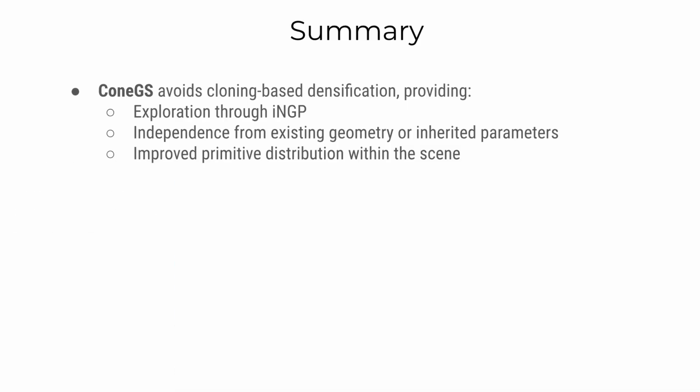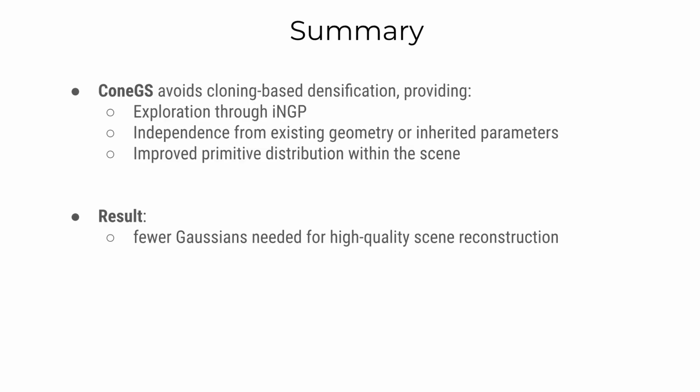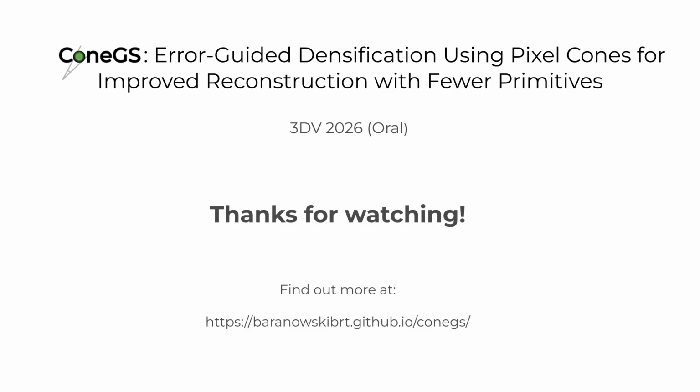ConeGS completely avoids cloning-based densification, instead offering exploration through iNGP, independence from existing geometry or inherited parameters, and achieving an improved primitive distribution within the scene. As a result, the reconstructed scenes require fewer Gaussians than other methods, while maintaining high reconstruction quality.